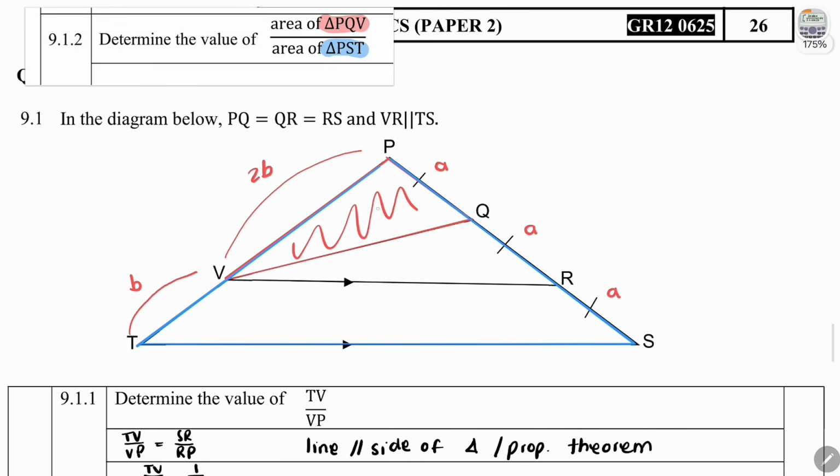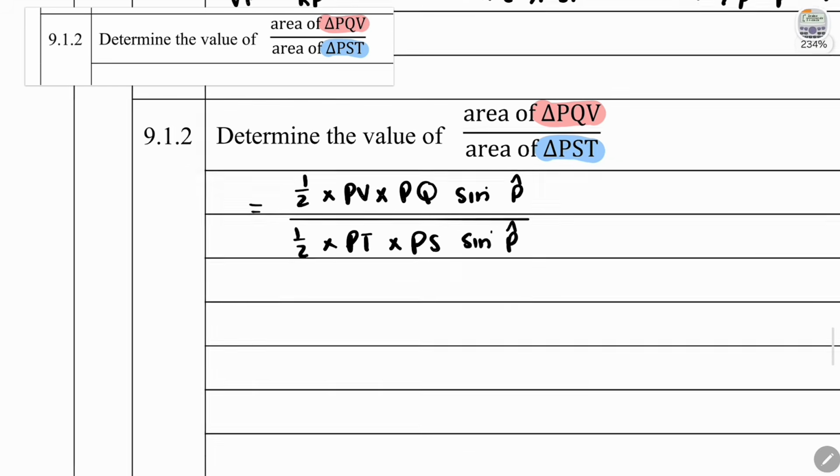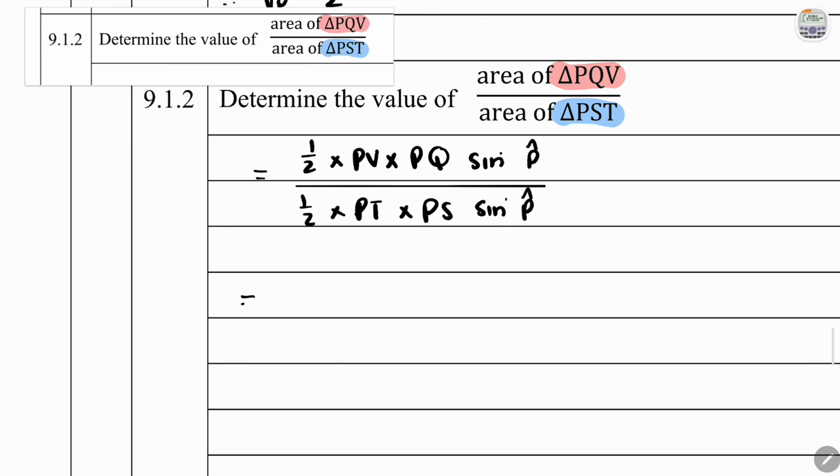now we're going to use the sides of this bigger triangle. So that will be a half multiplied by PT multiplied by PS, and then sine of their center angle. So we'll say a half multiplied by PT multiplied by PS, and then sine of angle P. And here's the thing about it. Because angle P was common in both, they will cancel. And the halves will also cancel.